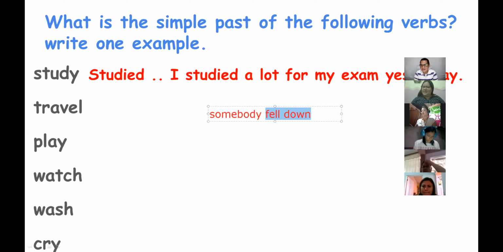Oswaldo, let's see your examples. Okay. La primera, the first, play. She played basketball when she was a child. They watched the movie E.T. yesterday. You washed your car in my house last night. Cried. My brother cried when saw the first movie of Pokemon. Too sad. My brother cried. Look at the spelling of cried. And then, so in this case, you have when my brother cried when he saw the first movie of Pokemon.